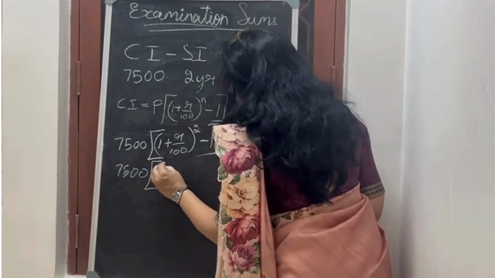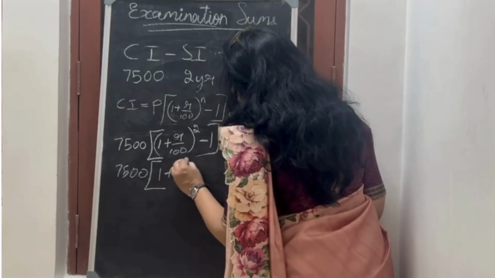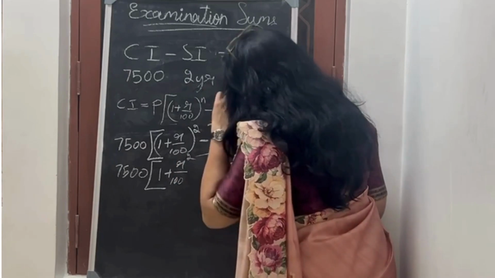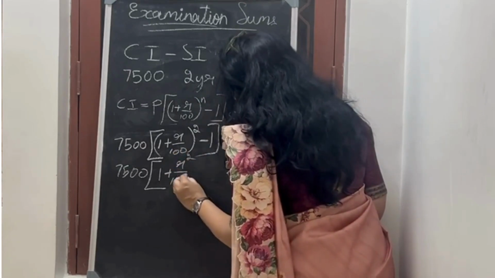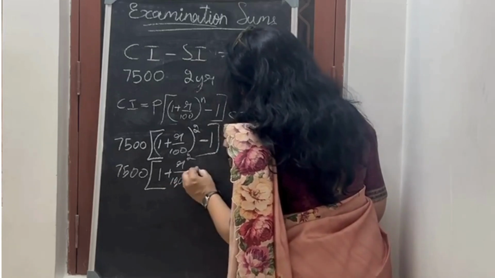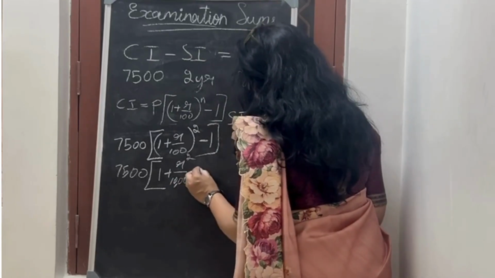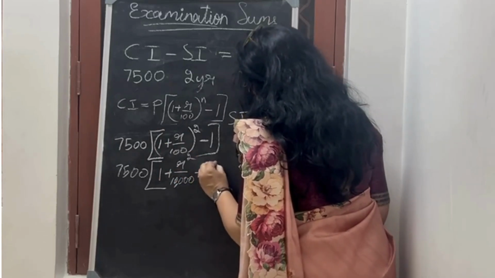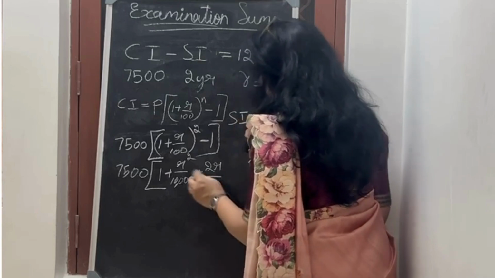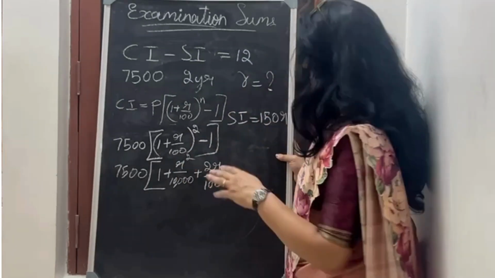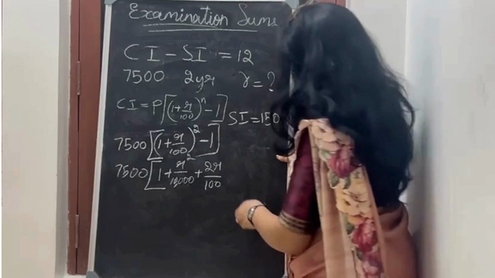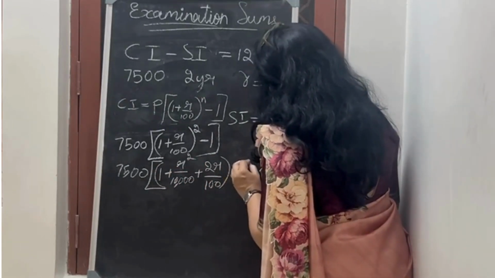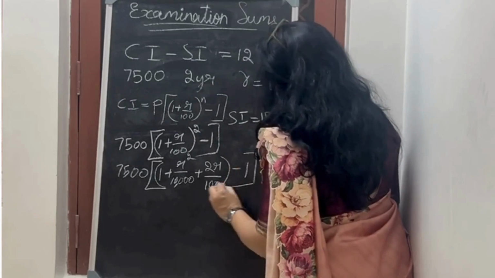It will be 1 square is 1 plus R square by, R into R is R square, 100 into 100 is 10,000, then plus 2 into 1 is 1, and 2R by 100, that is 2ab. So what I did, (a plus b) the whole square is a square plus b square plus 2ab. Okay, this is my formula. Then minus 1. Again I have to solve this.